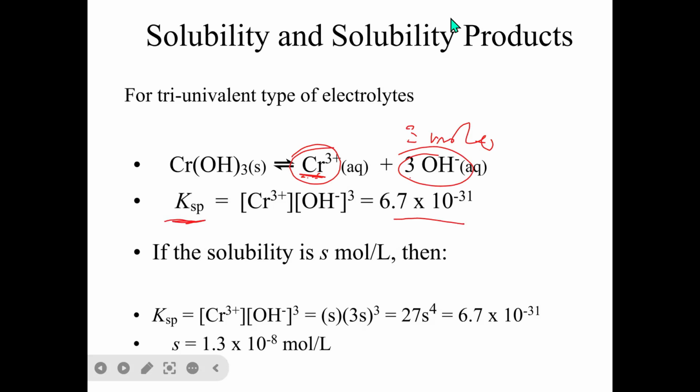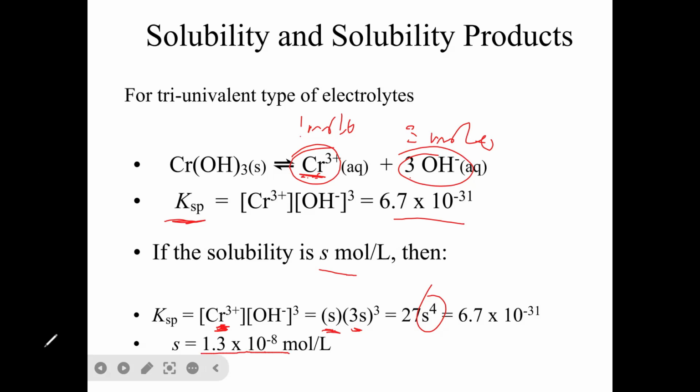So if the solubility is S, then how are we going to get S? For S here, because it is trivalent, but 1 mole, only 1 mole, that's why we have S. But here is 3, so that is why we have 3 moles, and the stoichiometric coefficient will be 3. So that is why we have 27S raised to the power of 4 is equal to 6.7 times 10 to the power of minus 37. So you just make S raised to the power of 4 the subject of the formula and get your answer. And the answer here will be 1.3 times 10 to the power of minus 18.